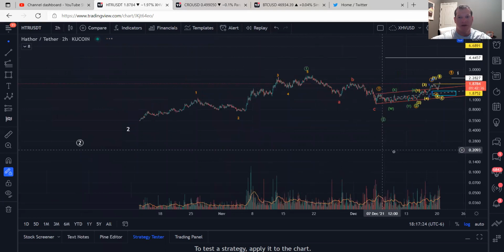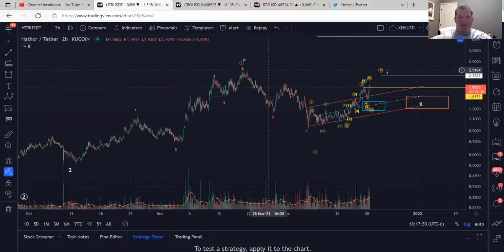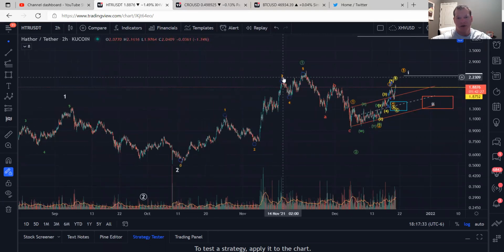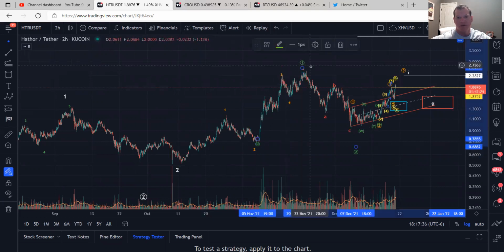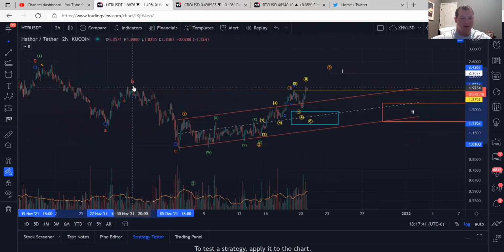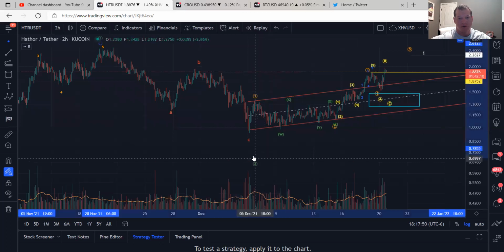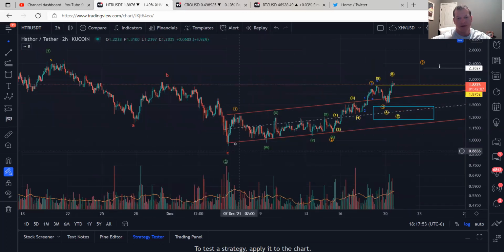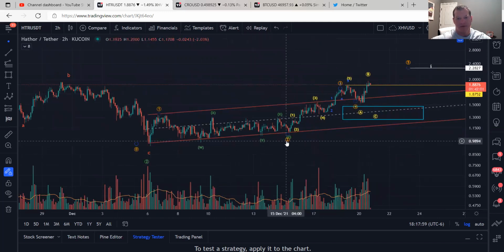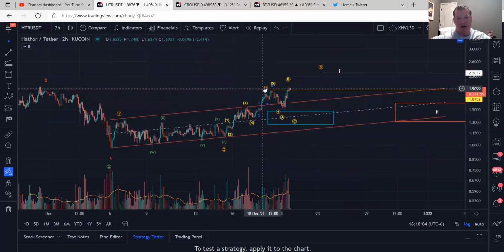Let's start at the 2 hour. We've got our 1, 2, 3, 4, 5 up, creating your 1, and then you have your ABC correction down here, creating your micro 2 of your macro 3. Then you have a 1, and then this is a WXYXZ, the way I'm viewing that 2 wave correction. And then we are on our way up.